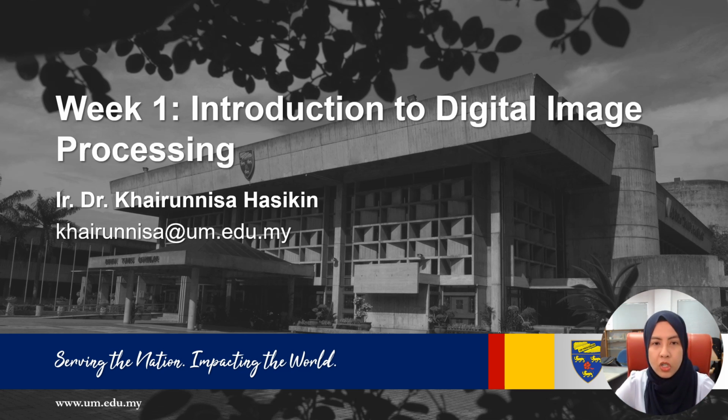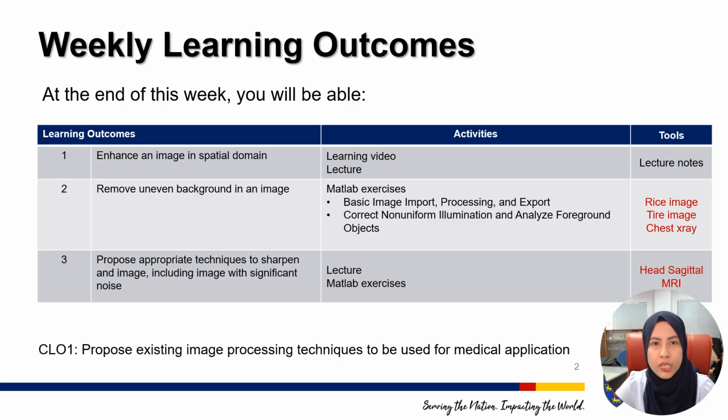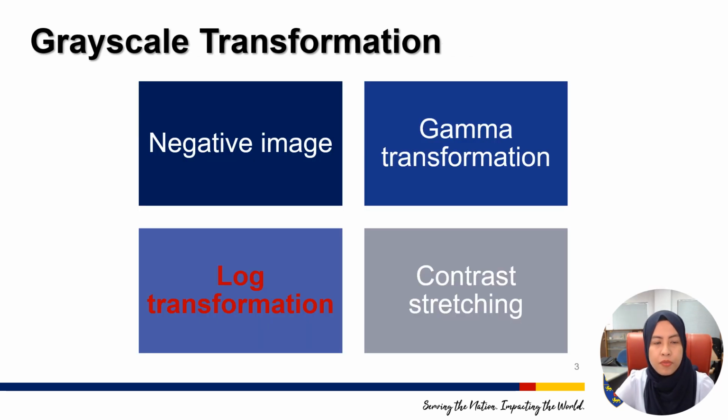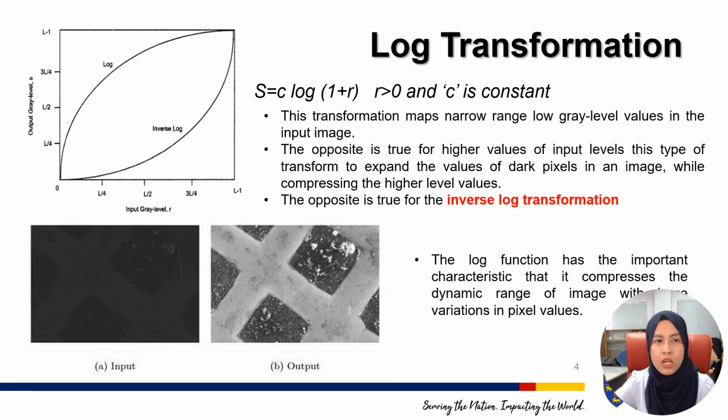Alright, let's continue with another grayscale transformation, which is the log transformation. In the previous video, we already looked into negative image and also gamma transformation. Now we look at another transformation, which is log transformation. So the log transformation has two types. The first one is the normal log transformation. Another one is the inverse log transformation.